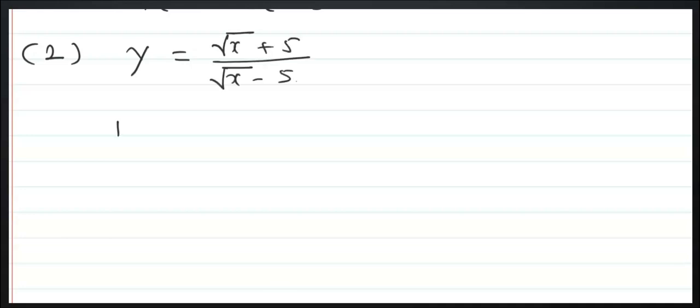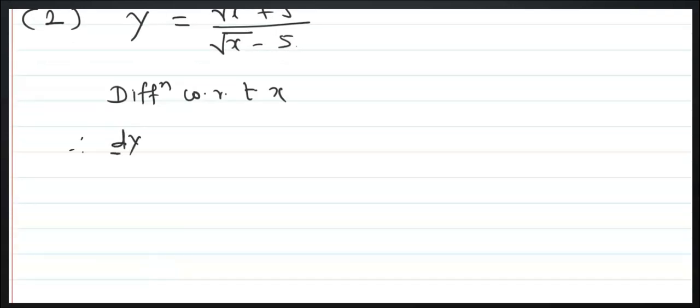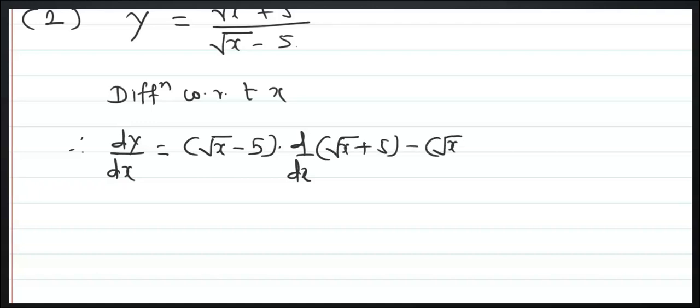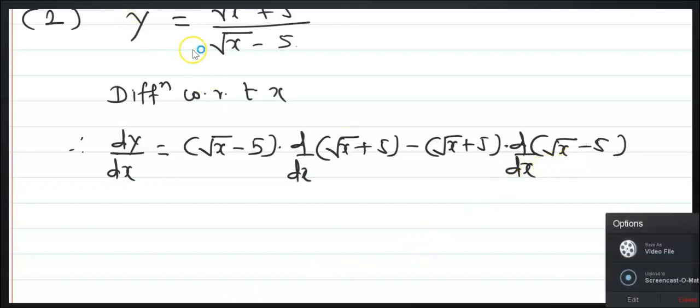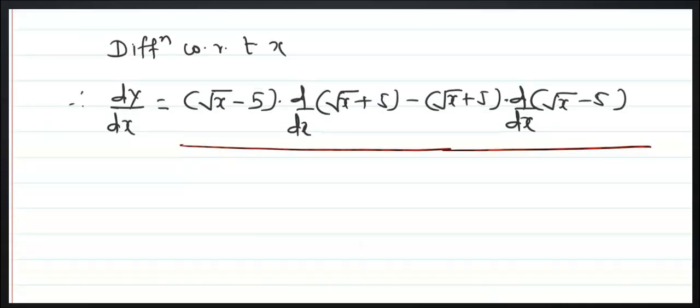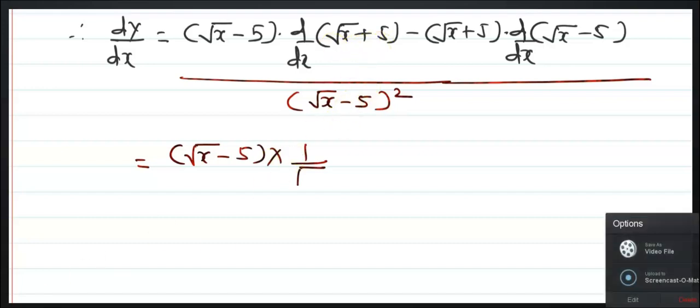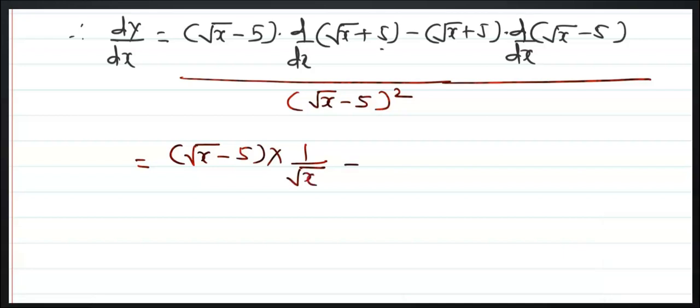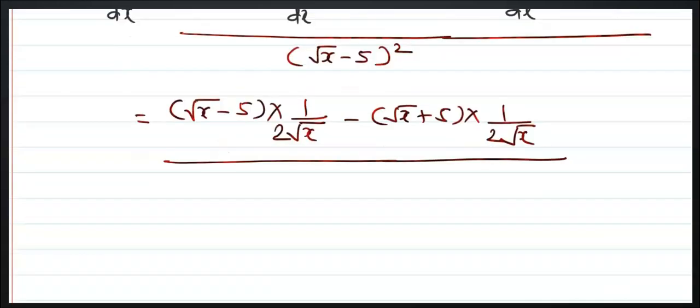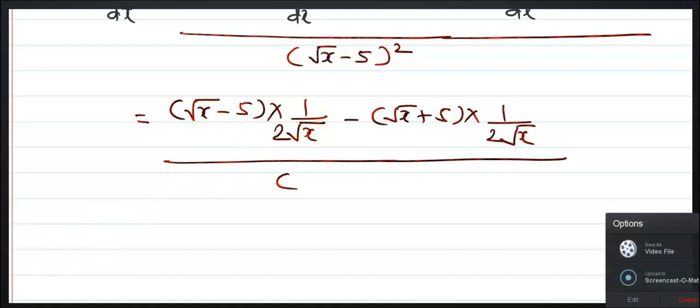Now the next is y is equal to (root x plus 5) upon (root x minus 5). Now differentiate this with respect to x again. Quotient rule: (root x minus 5) into d/dx of (root x plus 5) minus (root x plus 5) into d/dx of (root x minus 5), upon (root x minus 5) bracket square. Now what is the derivative of root x? 1 upon 2 root x, and derivative of 5 is 0, which is a constant. Minus (root x plus 5), derivative of root x is 1 upon 2 root x, and derivative of 5 again is 0. Now the simplification is here again.